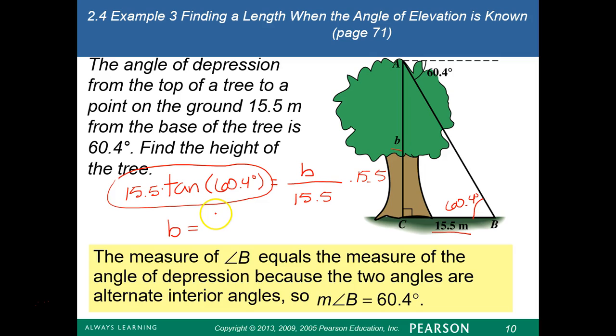What my calculator gets is 27.3. And that's going to be in meters, since your measurement over here is given in meters. So 27.3 meters is how tall the tree is going to be. And that is it on that problem. Let's do another application problem.